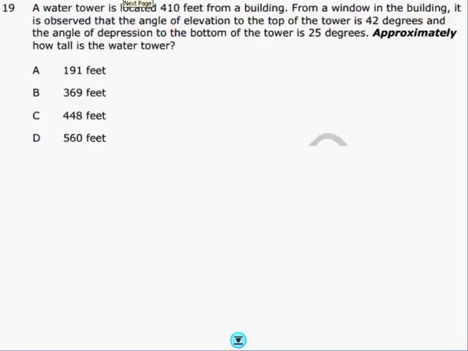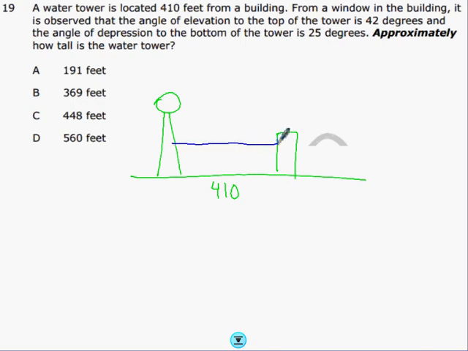Okay, a water tower is located 410 feet from a building. Sounds like a trig problem. Got a water tower, and we've got a building. Okay, 410 feet away, so that's this side right here. From a window in the building, it is observed that the angle of elevation to the top of the tower is 42 degrees. So you measure angle of elevation between the horizontal and the line of sight, so that's 42 degrees. And again, this side is 410.